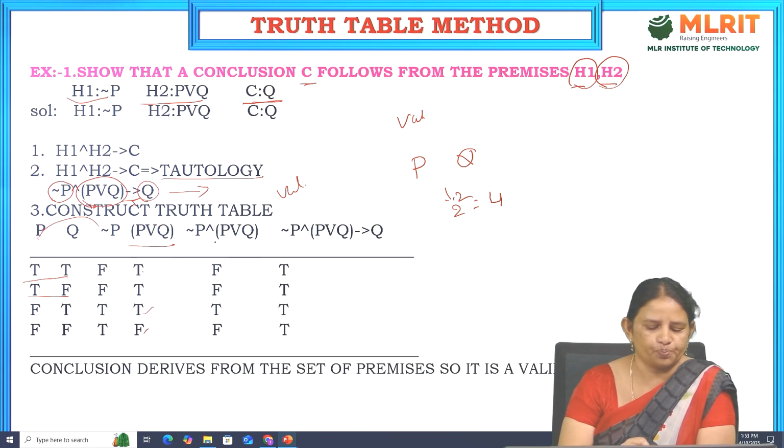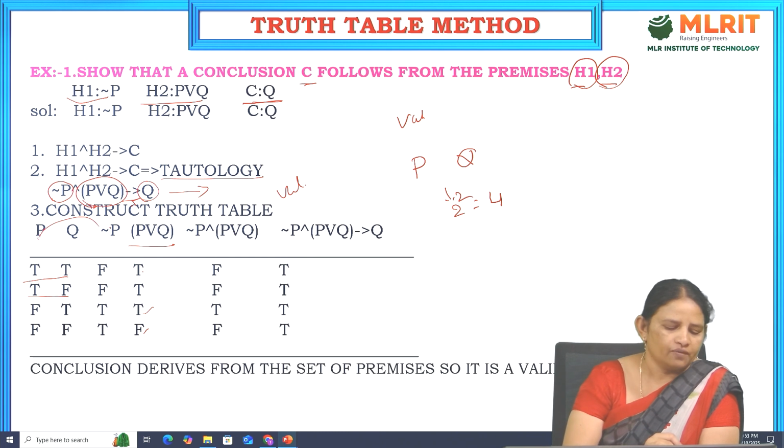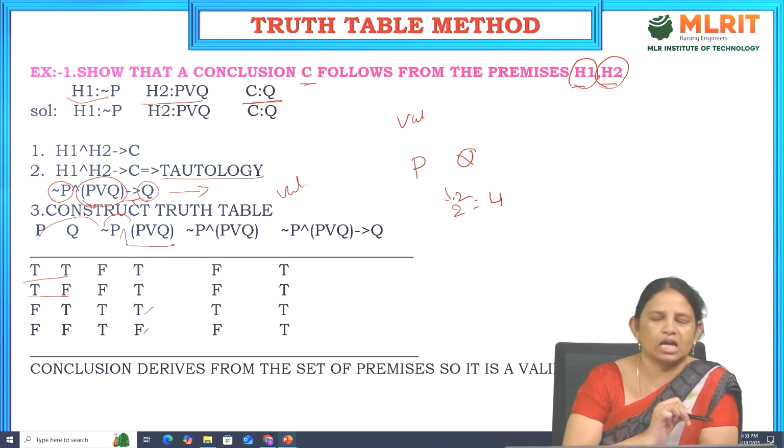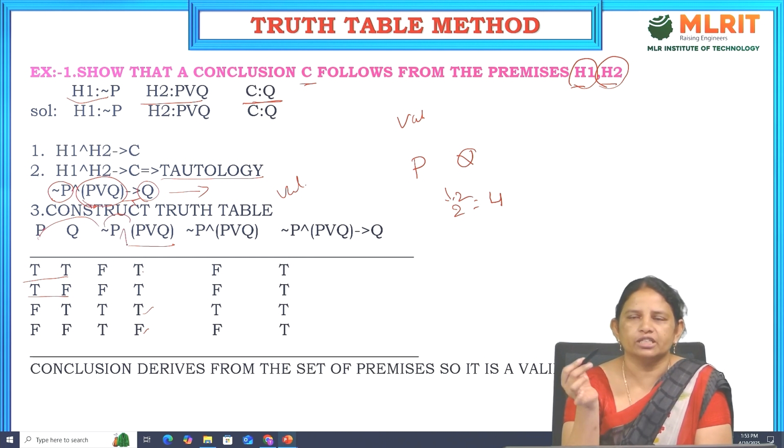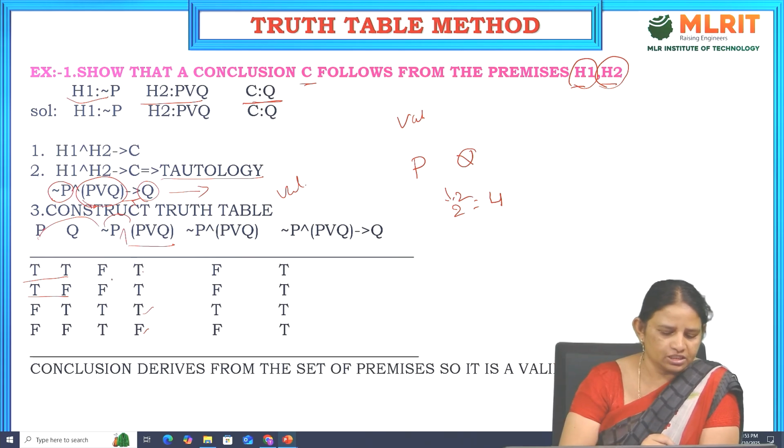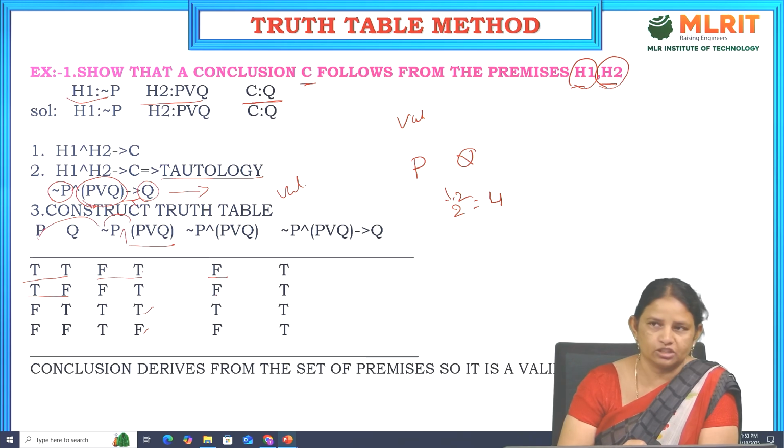Again, for negation P and P or Q, you need to apply the AND operation. The AND operation returns true when both conditions are true. Otherwise, it returns false. That means false true is false, false true is false, true true is true, and true false is true.